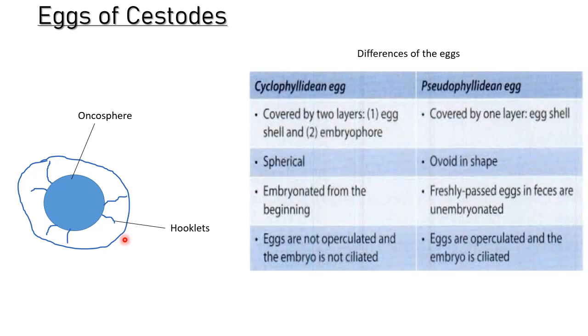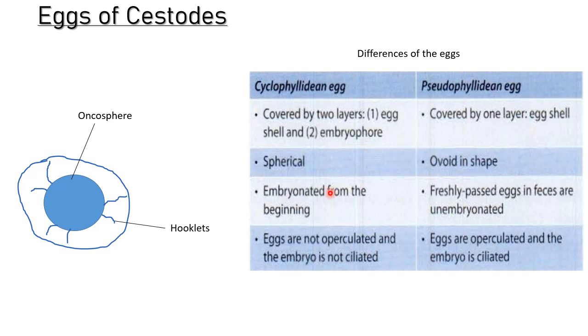Okay, so there are some differences between the eggs of the cyclophilidian egg and the pseudophilidian egg. The cyclophilidian egg has got 2 layers. Number 1, we have the eggshell. Number 2, it is the embryo form. Then the pseudophilidian egg is covered by only 1 layer, which is the eggshell. Then the shape of the cyclophilidian egg is spherical, while that of the pseudophilidian egg is ovoid.